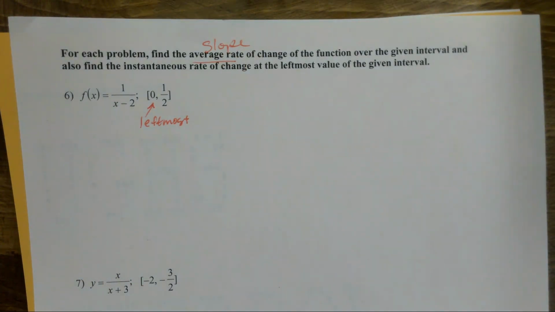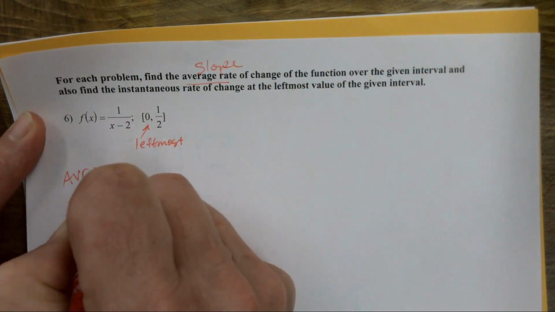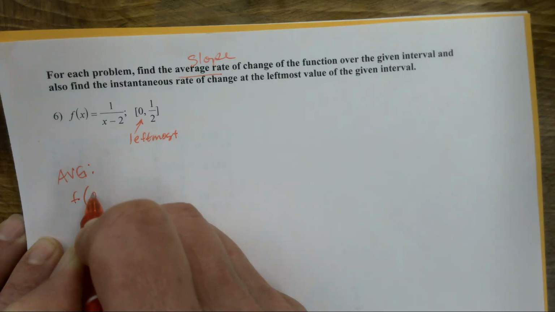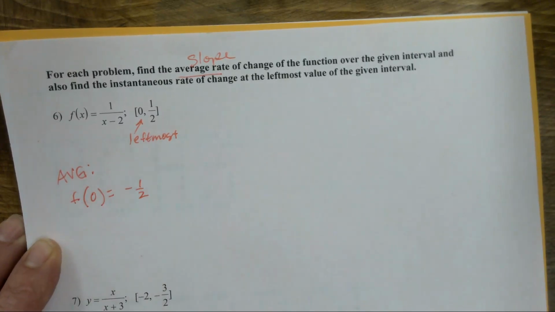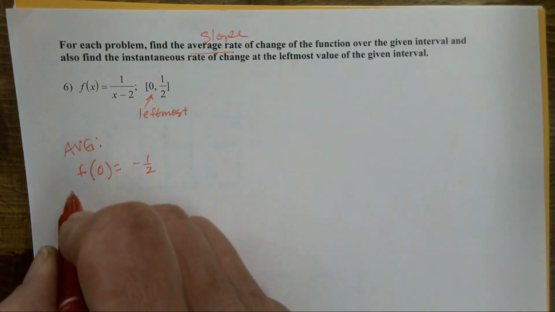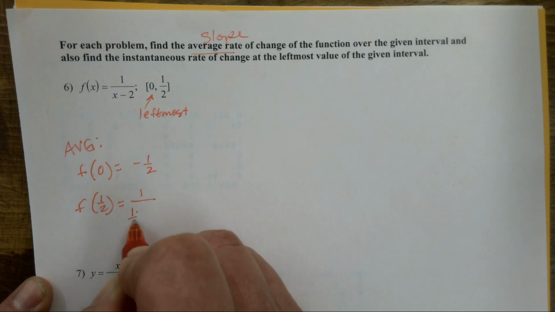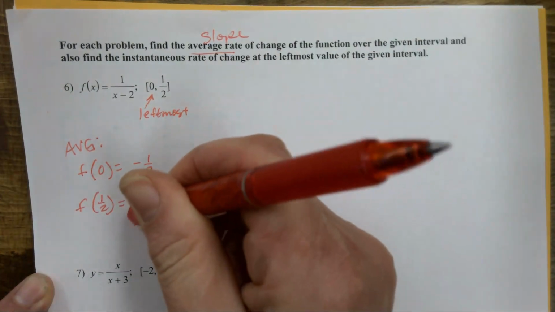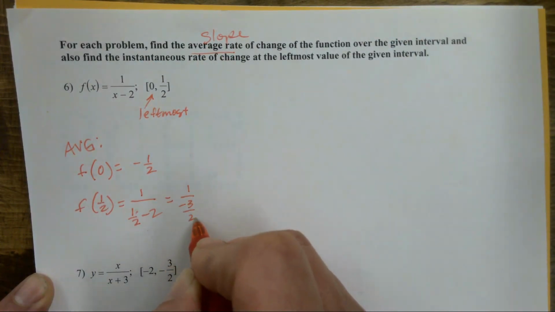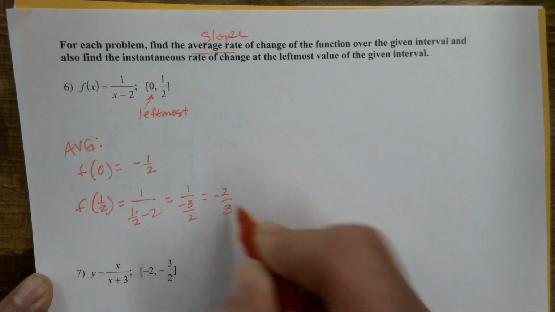All right, so average. I'm going to do my average, and I'm going to abbreviate that over here. Remember, I need to use the whole thing, so f of 0 gives me -1/2. That math was pretty easy. The next one is not going to be as easy. F of 1/2. I'll have to do a little bit of calculating. That's 1 over 1/2 minus 2, which is 1 over -3/2, which is -2/3.